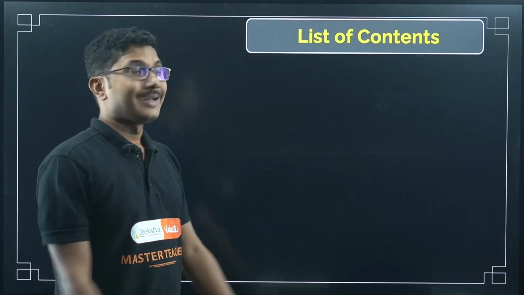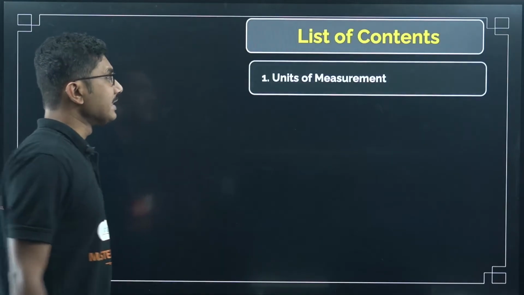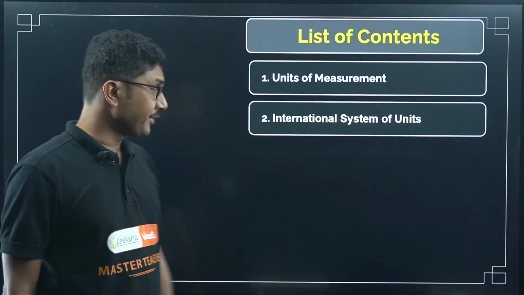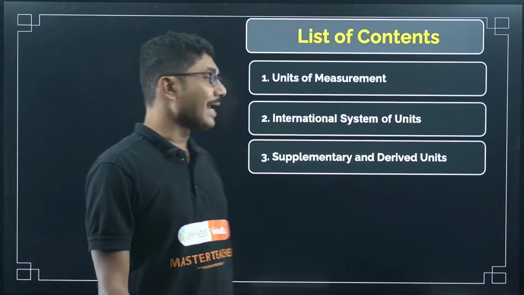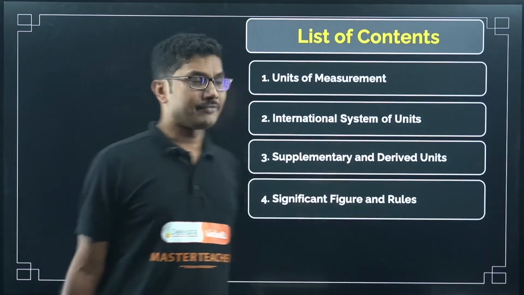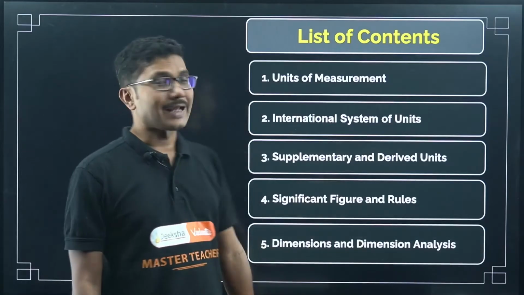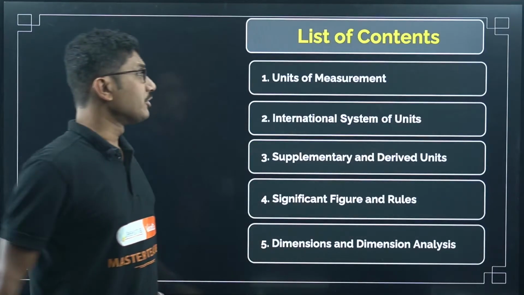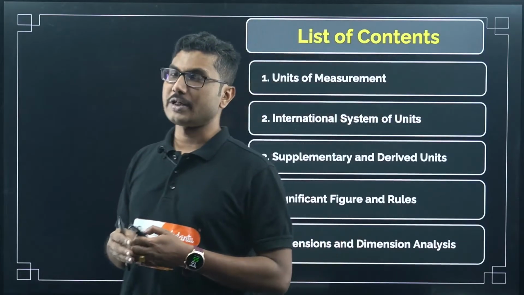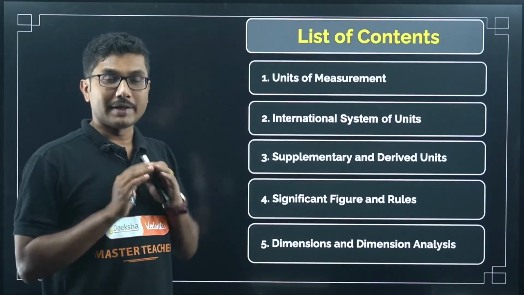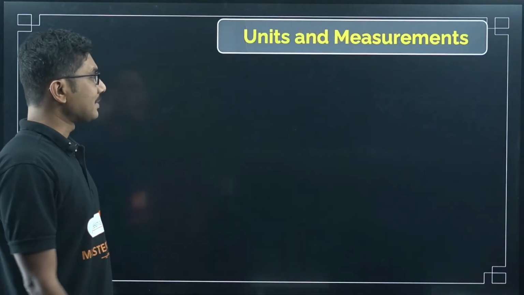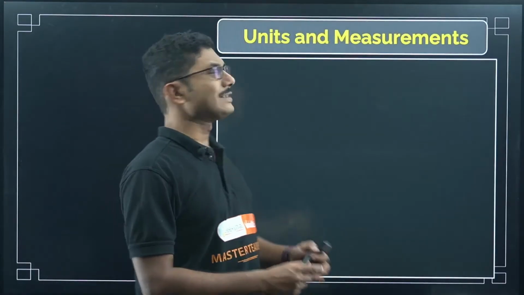Now let's start with today's list of topics. So let us look into the list of contents. First we will discuss units and measurement, then the international system of units, then supplementary and derived units, then significant figures and rules of significant figures, and lastly dimensions and dimensional analysis. This is the first chapter of your first PU, so maybe you have forgotten some concepts. Just for a revision, because you have already completed that, I will try to cover the chapter as quickly as possible. So let's start with units and measurement.